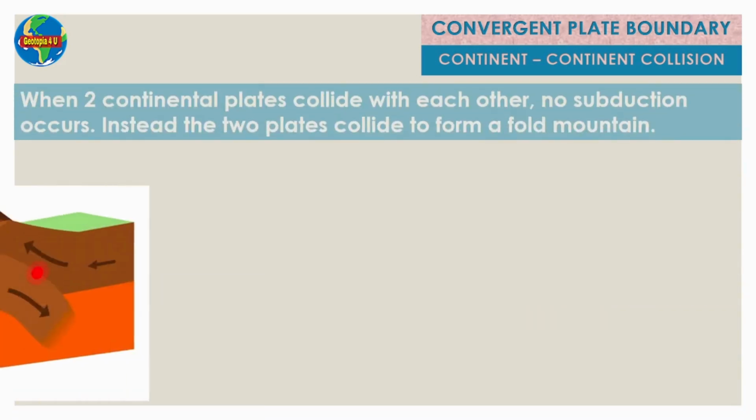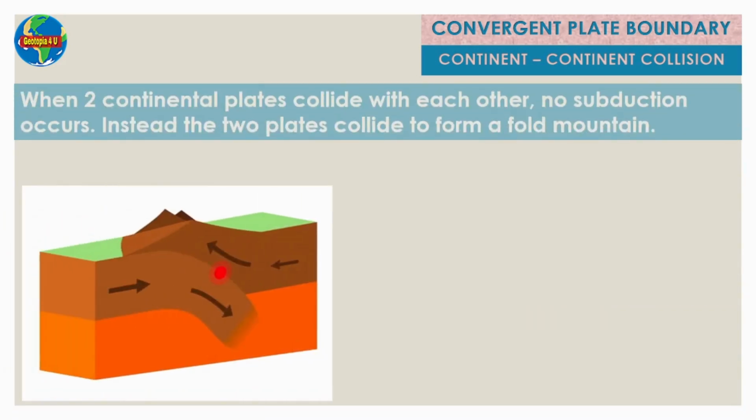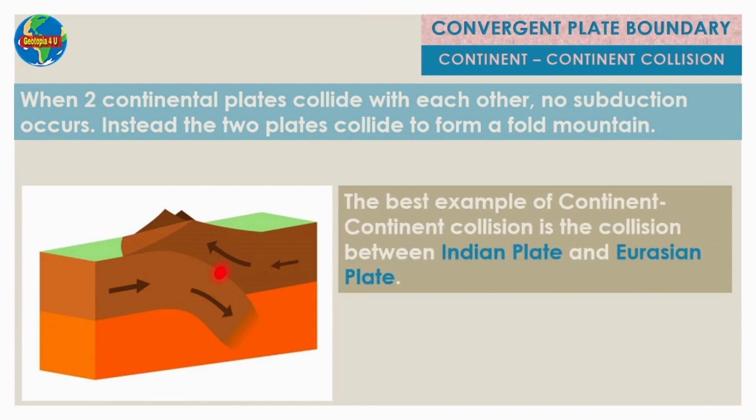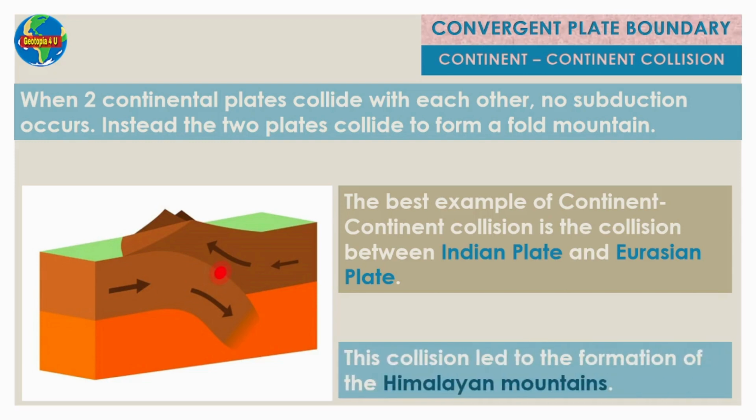Continent-continent collision. When two continental plates collide with each other, no subduction occurs. Instead, the two plates collide to form a fold mountain. The best example of continent-continent collision is the collision between the Indian plate and the Eurasian plate. This collision led to the formation of the Himalayan mountains.